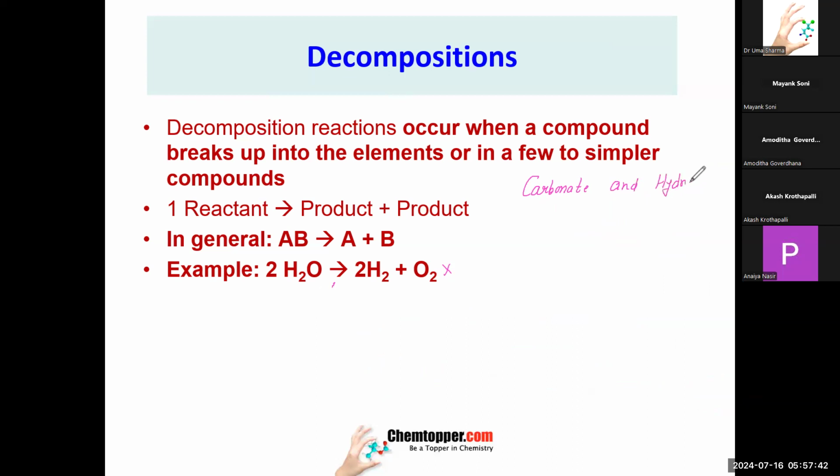What's the formula of carbonate? All of you, please type here. What's the charge on it? What's the charge on carbonate? Oh, no. Ananya? Yes. CO3 2 minus. What's the charge on hydrogen carbonate? Please have your polyatomic ion list next to you.